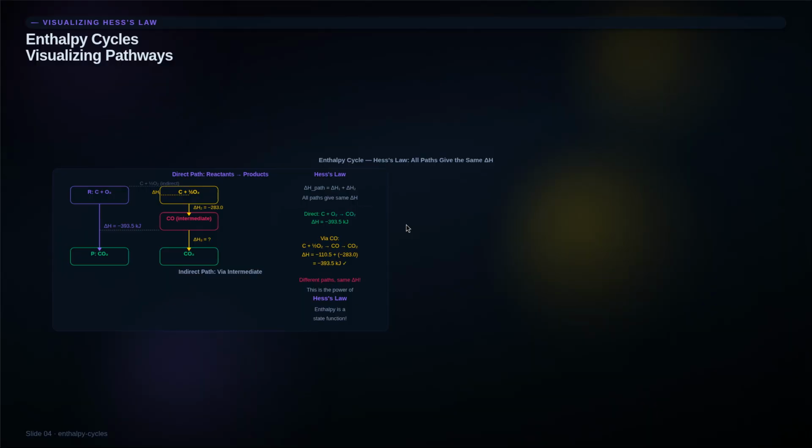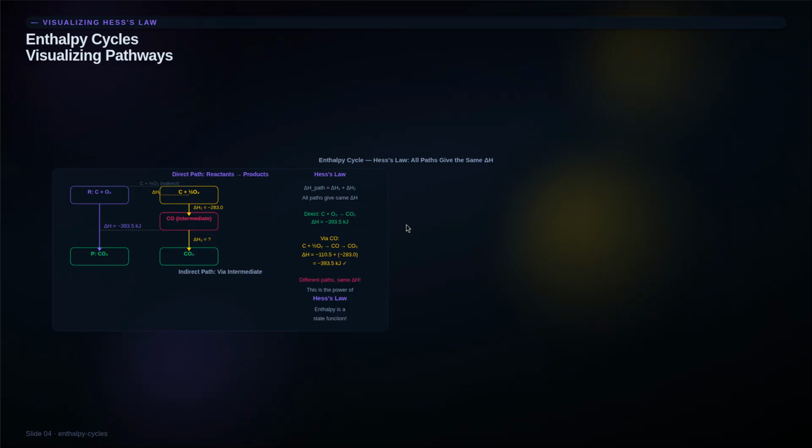An enthalpy cycle is a visual representation of Hess's law. It shows how multiple pathways connect the same initial and final states through intermediate compounds. Each arrow represents a thermochemical equation with its delta H value. The power of the cycle is that the sum of delta H around any complete loop is 0, because you return to the starting state.